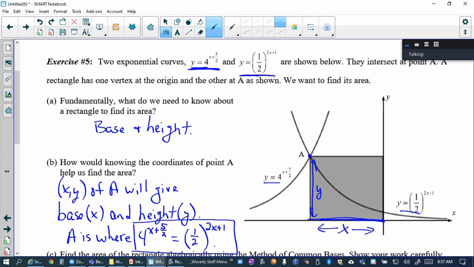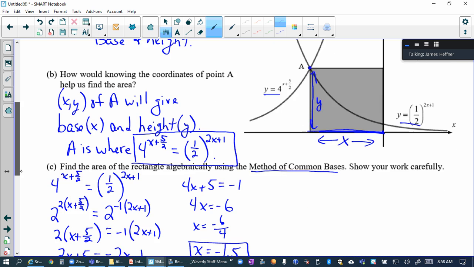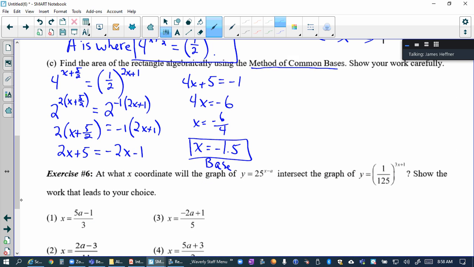So I guess the rule is to pick the one you think will be the easiest. Which one do you want to plug x back into? Let's use y equals (1/2) to the 2x plus 1. Let's do that one. So y would be (1/2) to the 2 times negative 1.5, right?